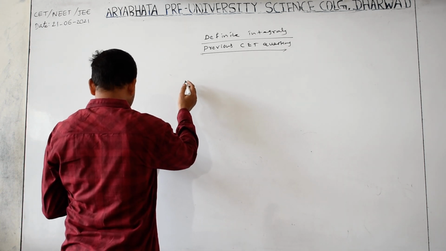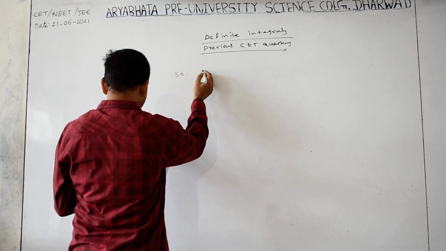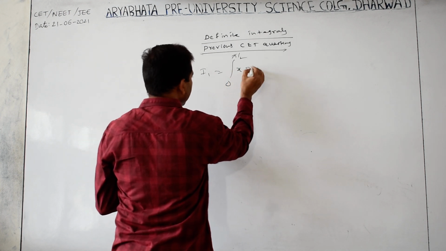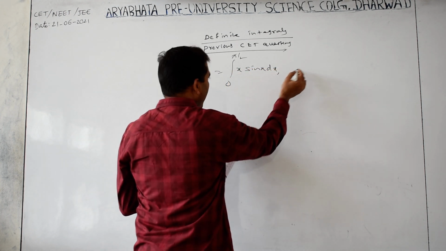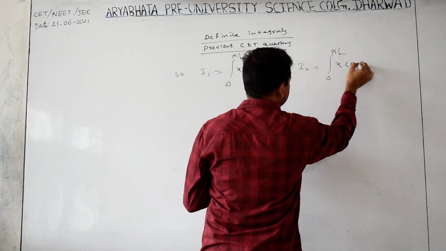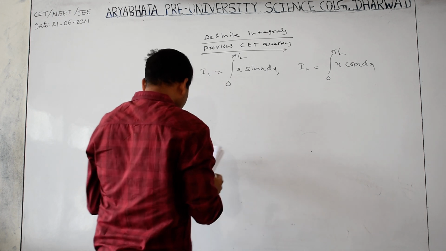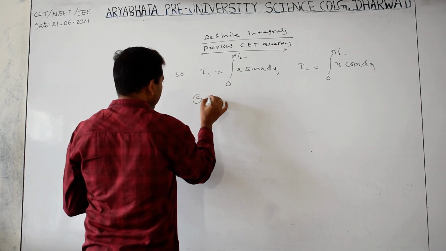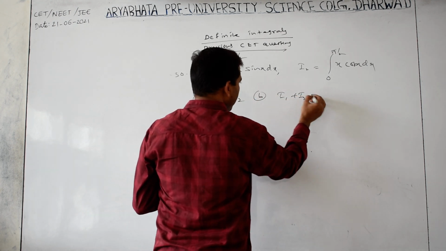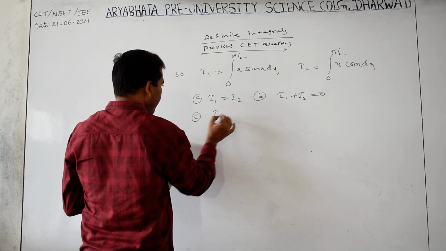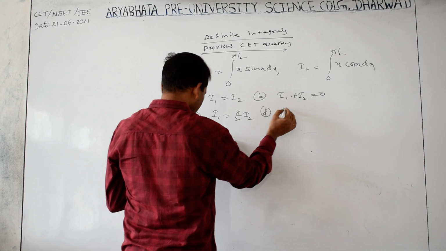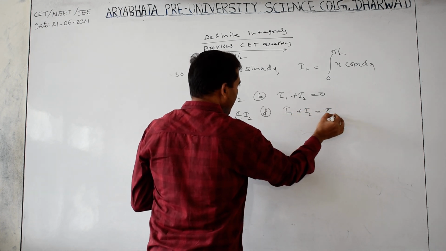Next, question number 30. I1 equals integration of 0 to pi by 2 x into sin x dx, I2 equals integration of 0 to pi by 2 x cos x dx. Then which of the following is true? A option, I1 equals I2. B option, I1 plus I2 equals 0. C option, I1 equals pi by 2 into I2. D option, I1 plus I2 equals pi by 2.